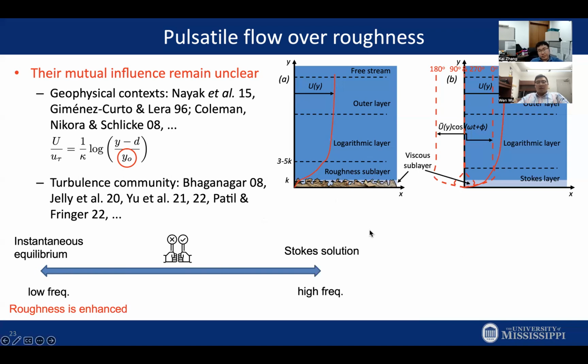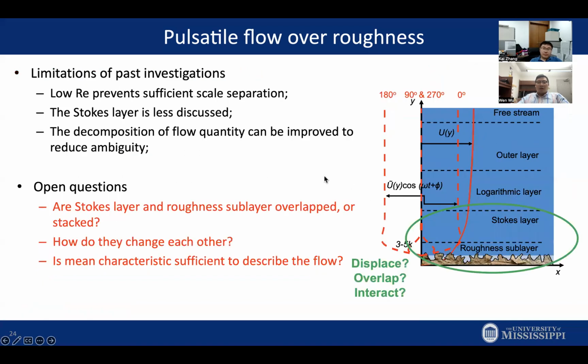And the reason is, this is the pulsatile flow diagram. For roughness, you have a roughness sublayer that is roughly 3 to 5 k. Then our question is, the limitation is the low Reynolds number and lack of discussion on the Stokes layer. But our question is, if you have roughness and Stokes layer, they are all in the vicinity of the wall, they're basically in the same region, two mechanisms. Which one is dominant? Do they overlap or are they stacked one on top of the other?